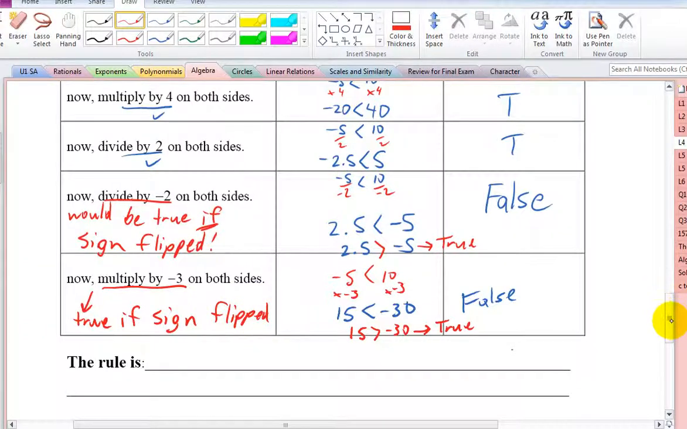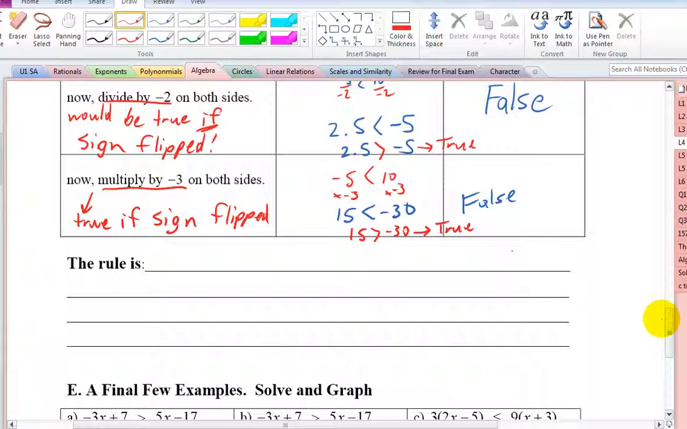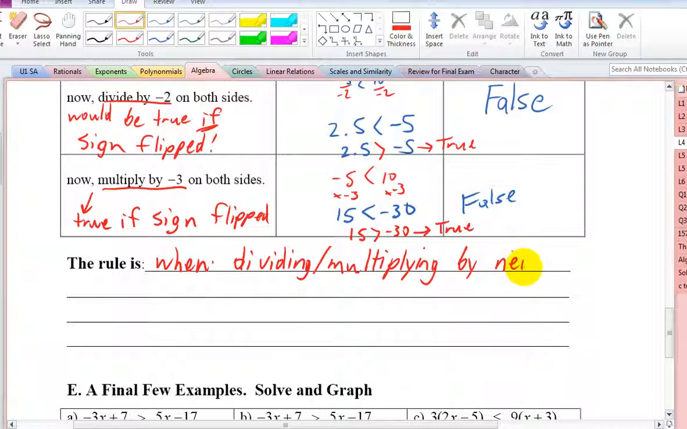So who can make up a rule to use? Kevin? When dividing by negatives, flip. Good. And Emma, sorry? Yeah, so we got to put them together, okay? So the rule is when dividing or multiplying by negatives, we must flip the sign.